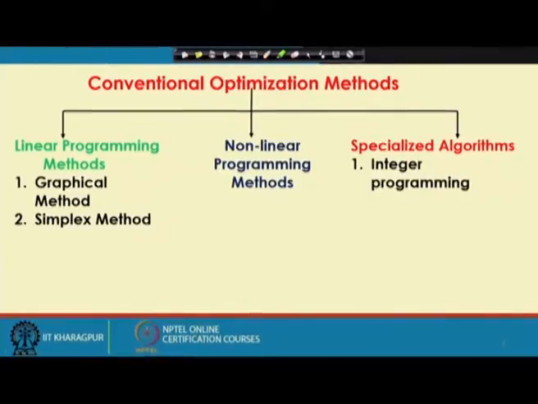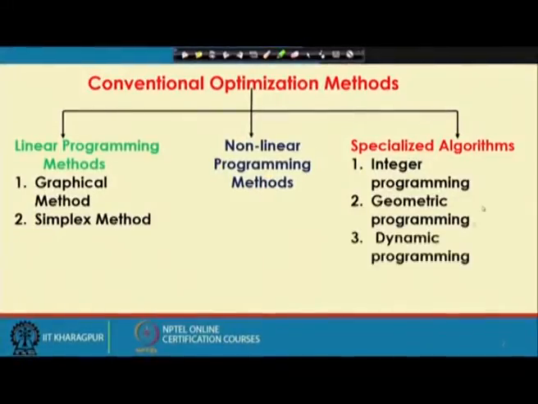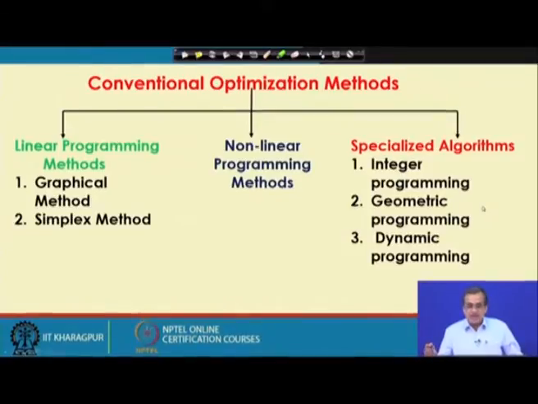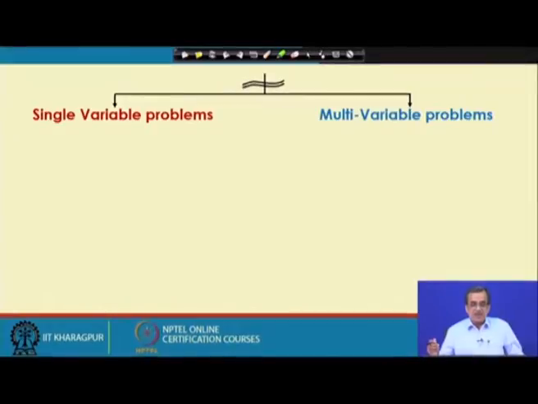Then comes the specialized algorithms. These algorithms are required to solve some special problems, and they are known as integer programming, geometric programming, dynamic programming, and so on. Now, if I concentrate on the nonlinear programming methods, those are further classified into 2 subgroups. One is called the single variable problem, another is called the multivariable problems.